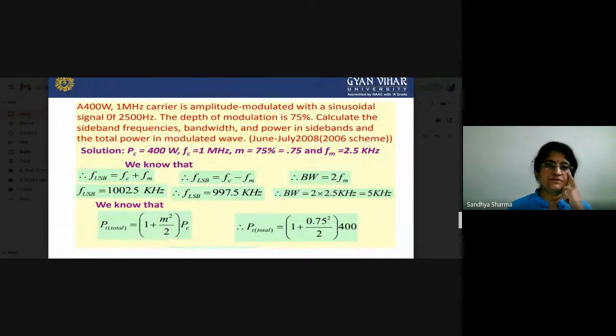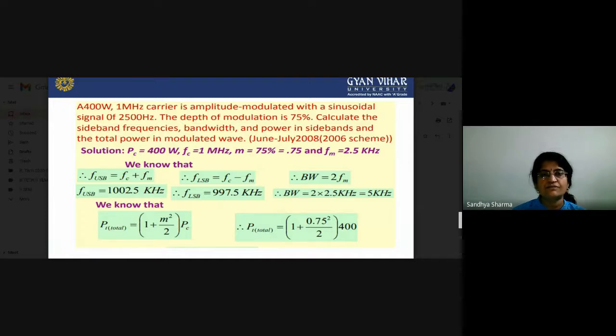Now we will switch to another question: a 400 watt 1 megahertz carrier is amplitude modulated with a sinusoidal signal of 2500 hertz. So we are given the carrier signal of 1 megahertz and power PC equal to 400 watt. The depth of modulation is 75%, so modulation index is 0.75. Now you have to calculate the sideband frequency, bandwidth, power in the sidebands and total power in the modulated wave.